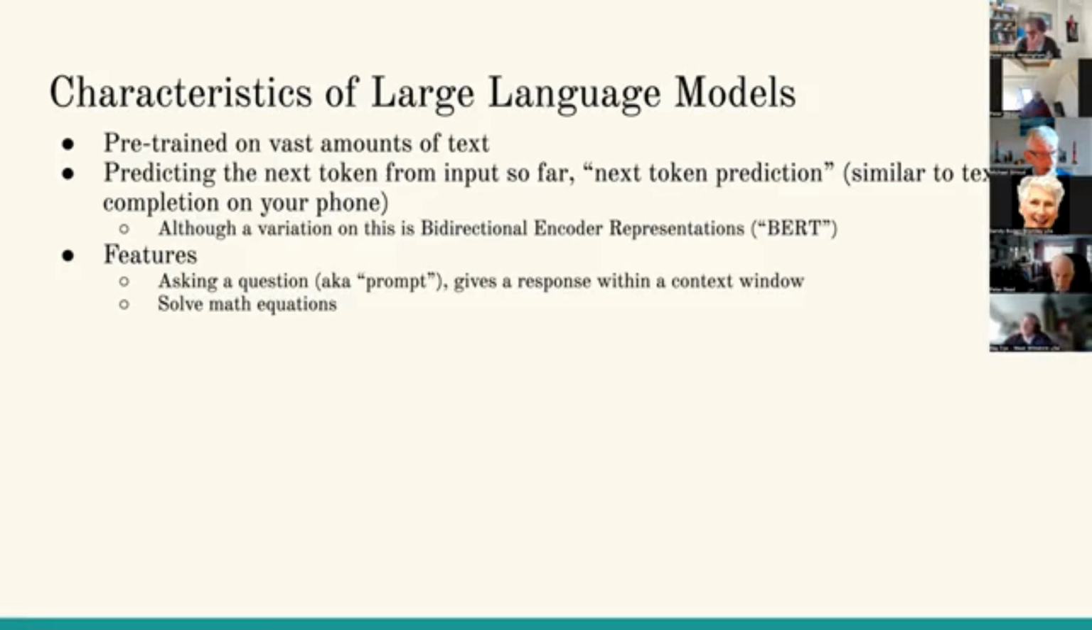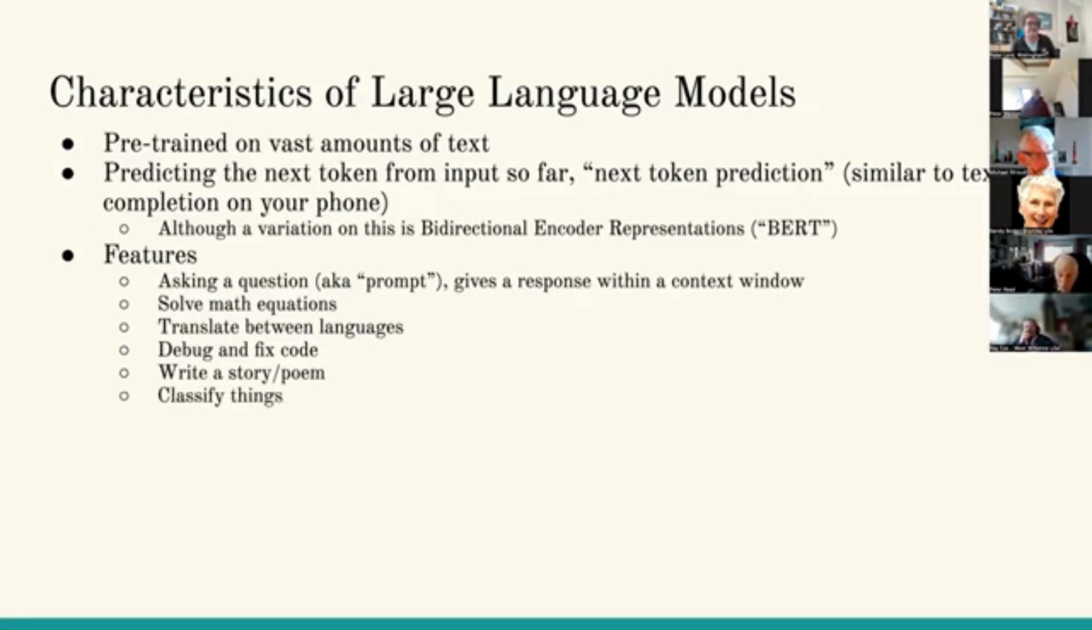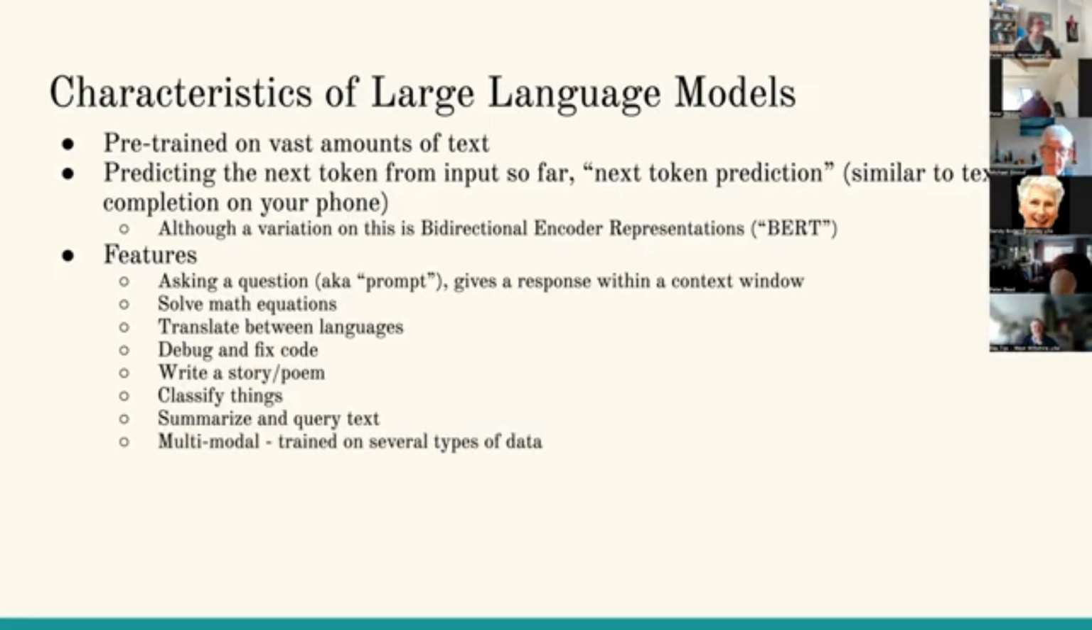These generative AI large language models can solve maths equations, translate between languages, which was, of course, the whole purpose that Google Brain invented them. They can debug and fix code, allegedly. They can write a story and a poem. We saw that in some of the examples. They can indeed classify things. They can do summaries and query text. Now, there's a variation on a theme here, you can get large language models which are called multimodal. And these have been trained on more than one type of data. So for example, if you train them on text and pictures, you can build a system that can either recognize pictures and spot objects in them, or can actually generate pictures directly.